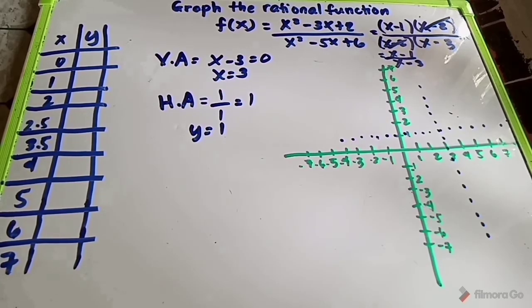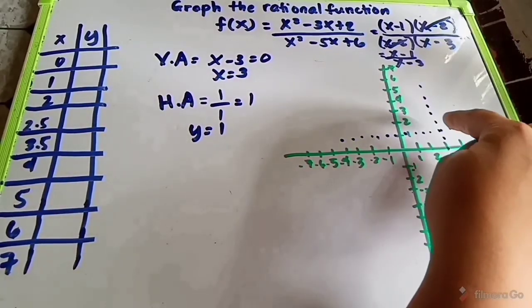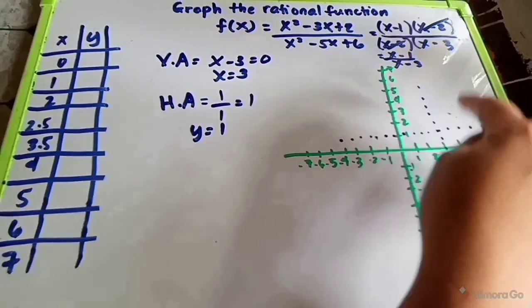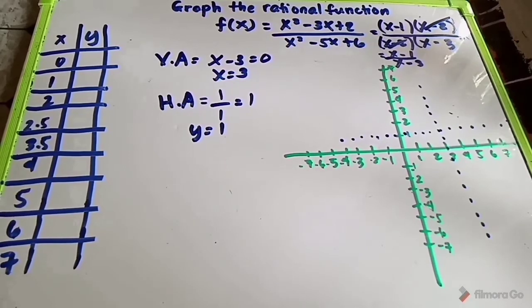Okay, so we have already drawn the vertical asymptote and horizontal asymptote. So again, we will plot some points. So what are the combinations of these numbers? We'll start with 0, 1, 2, and 2.5. So if we start from 0, our value will be 1/3. So we will have 1/3.